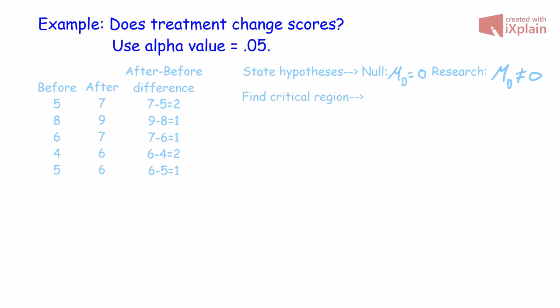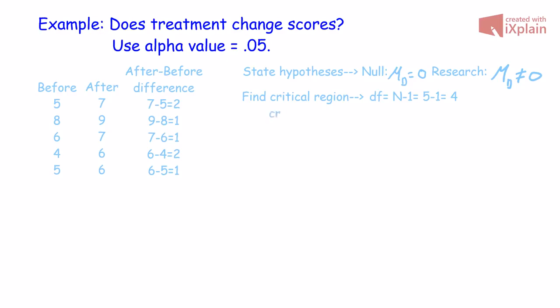The next step is to find the critical region. You do that by using the degrees of freedom formula for the related samples t-test, which is n minus 1. Now, n in this case is the number of paired scores. So if you look back at our data, we have 1, 2, 3, 4, 5 pairs of data. So n is 5 in this case. So 5 minus 1 is 4. That's our DF.